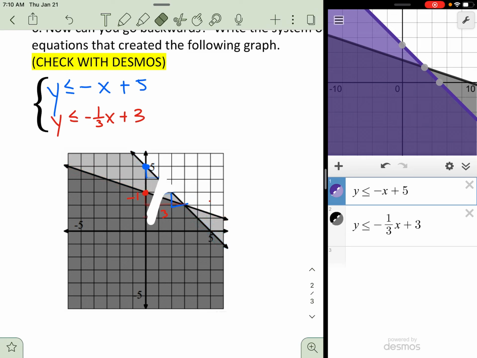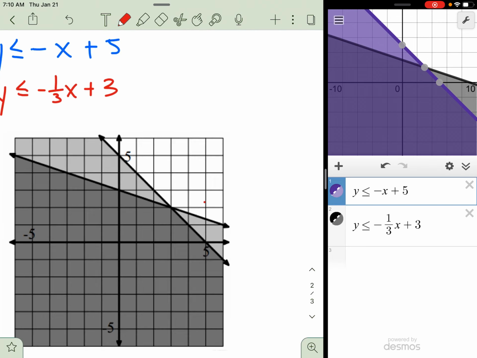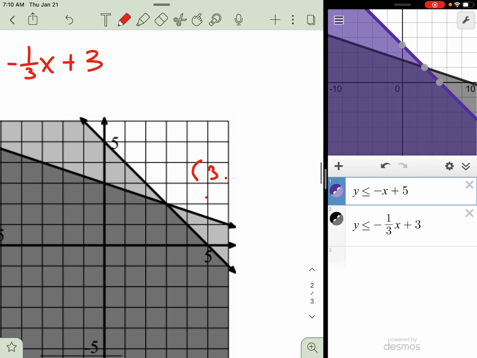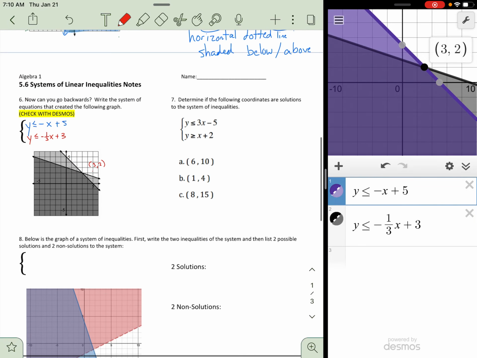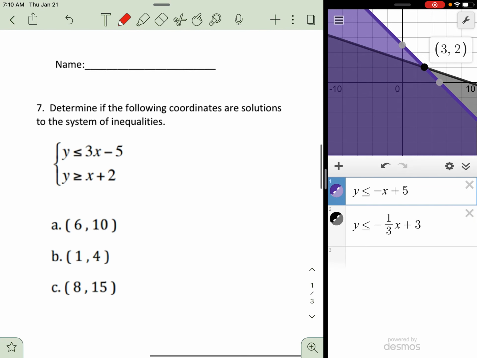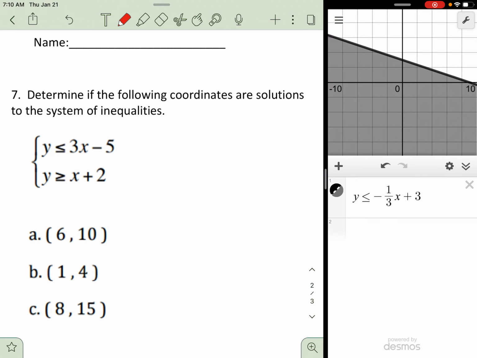And as you can see, our graph looks very, very similar. Okay, if we go like this, you can really see it. Right, it's got this cross, and that intersection here was at 3, 2, and so this one is also at 3, 2. All right, so let's look at number 7.